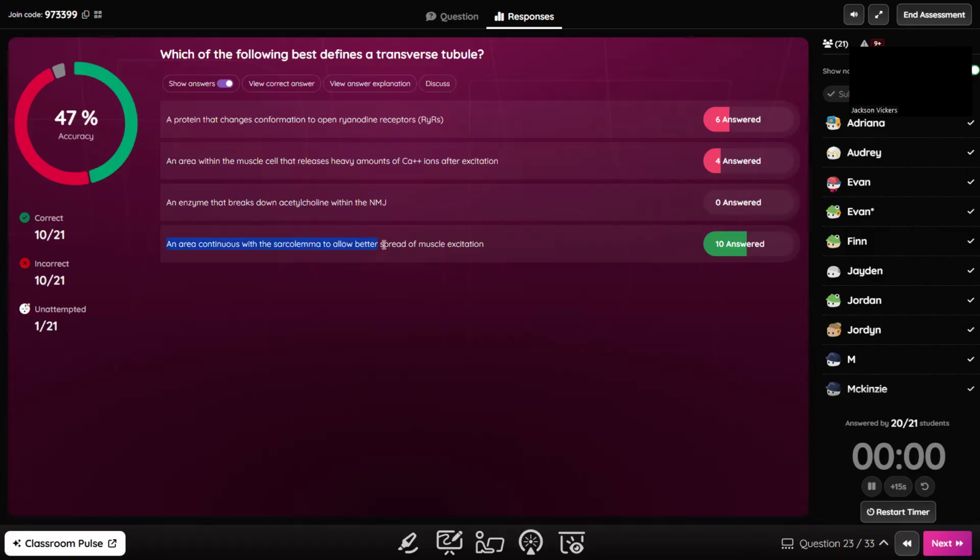And then, yeah, the T tubule is a part of the sarcolemma that basically dips down so you can have the action potential spread all the way down, leading to the excitation of the muscle.